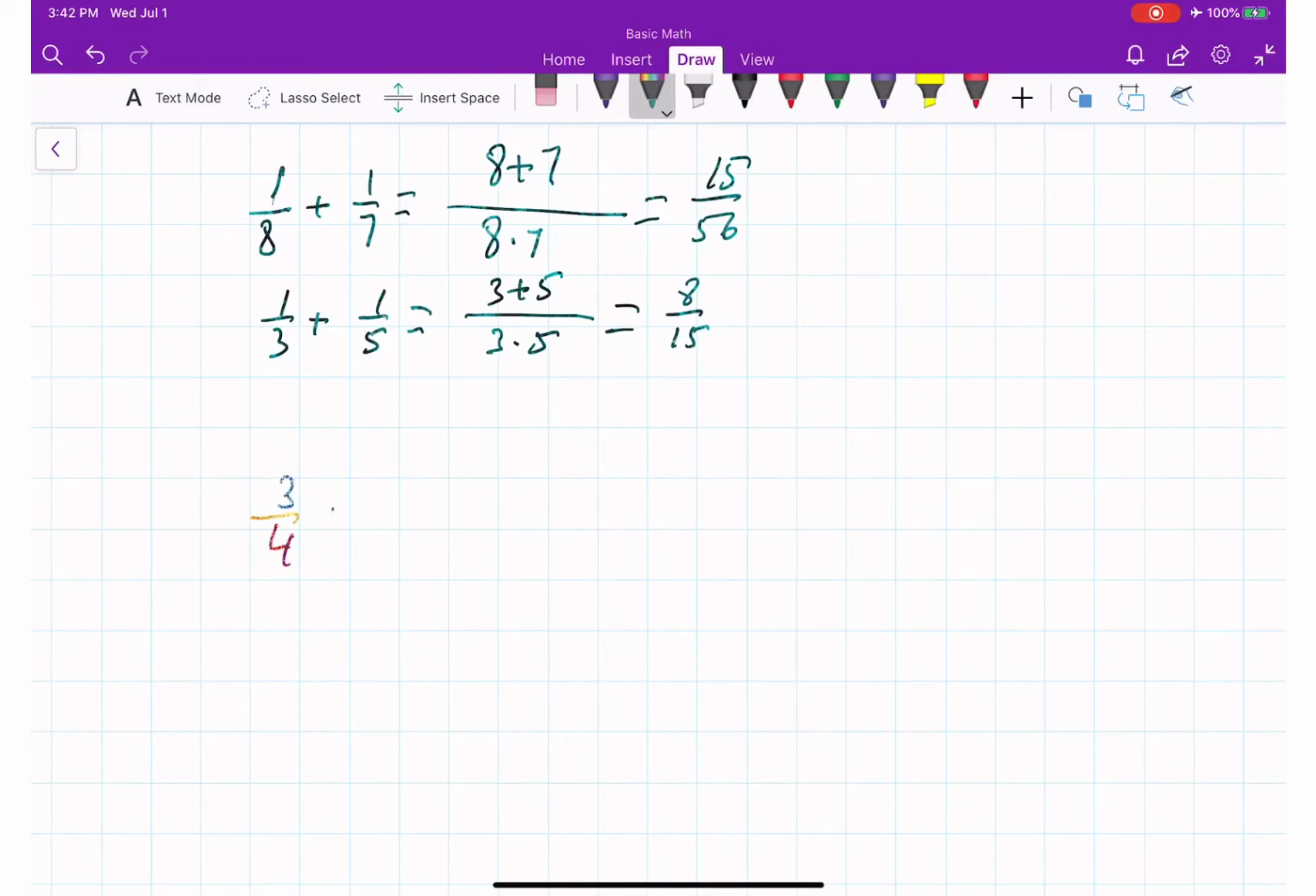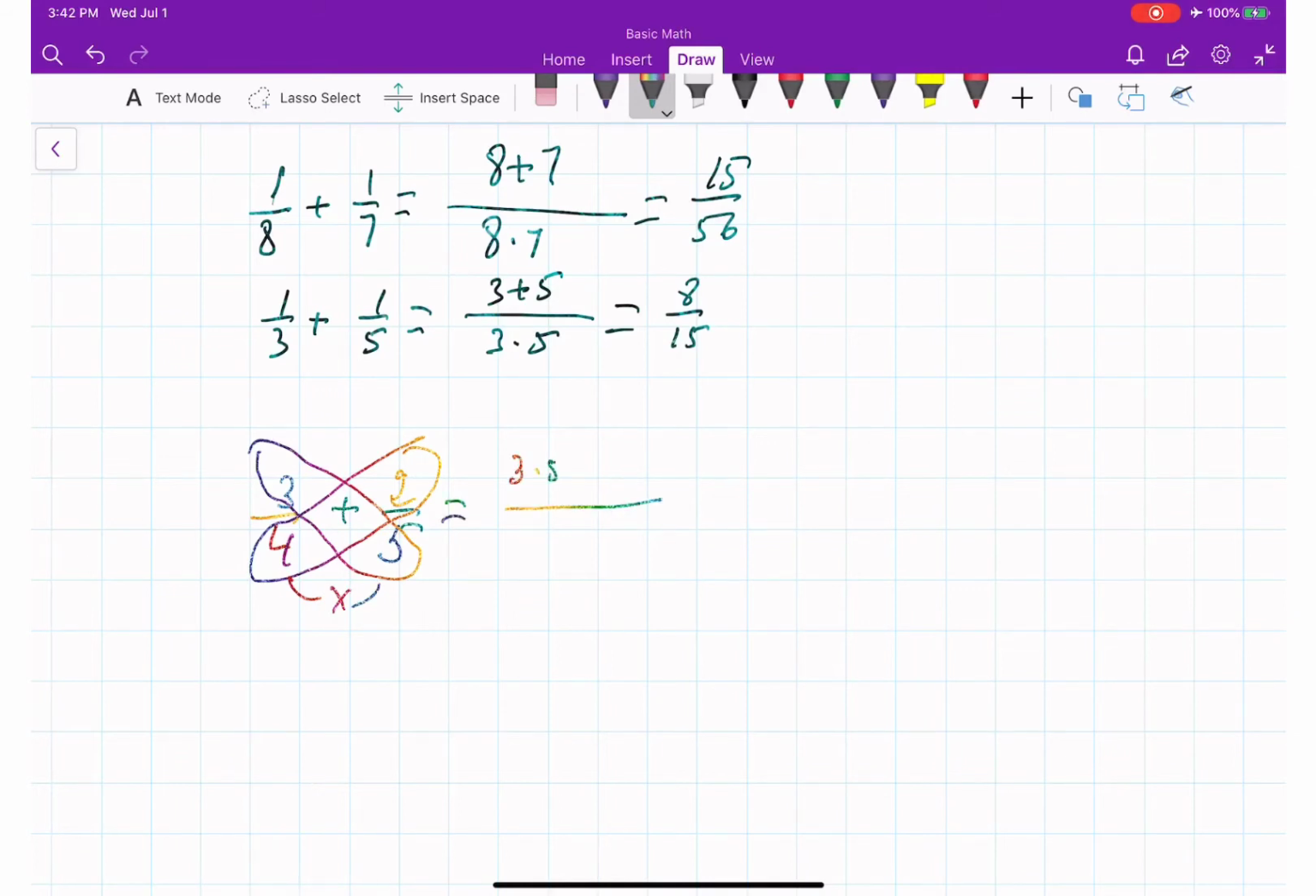3/4 plus 2/5. So you multiply this by this. You multiply this by this. That goes to numerator and summarize them. And at the bottom, you multiply these denominators. So what do we have?